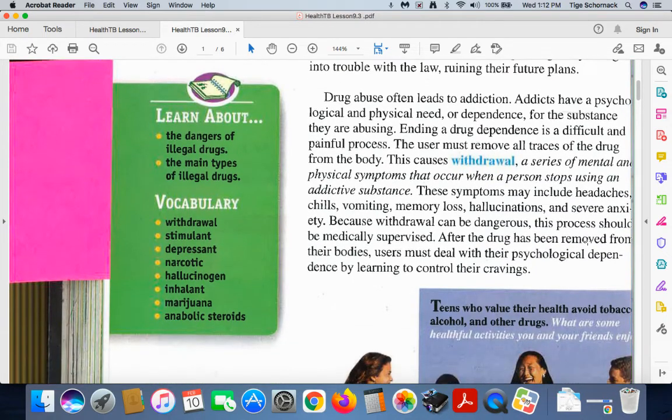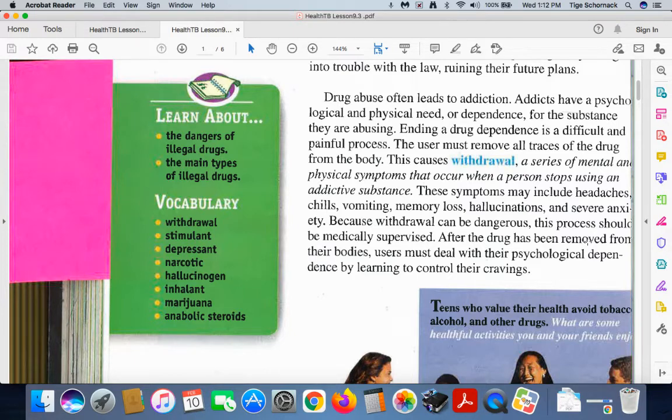Drug abuse often leads to addiction. Addicts have a psychological and physical need or a dependence for the substance they are abusing. Ending a drug dependence is a difficult and painful process. The user must remove all traces of the drug from the body.